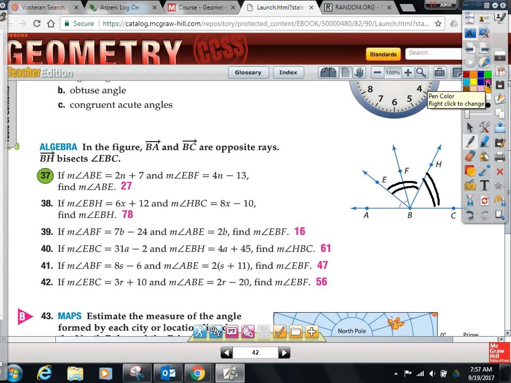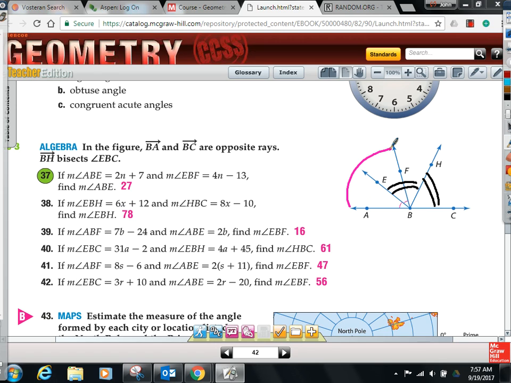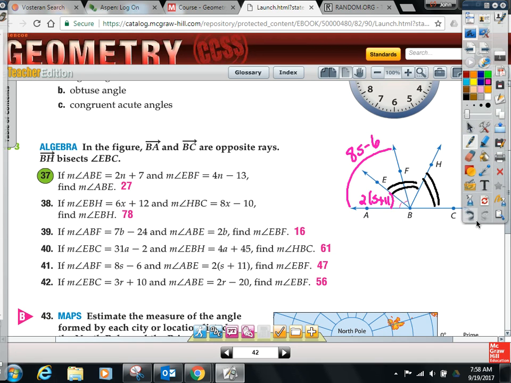ABF. So ABF, this angle right here, is 8S minus 6. ABE, so ABE right here, is 2 times S plus 11. Did anybody just distribute that right away? Is that okay if I do that? So I get 2S plus 22.